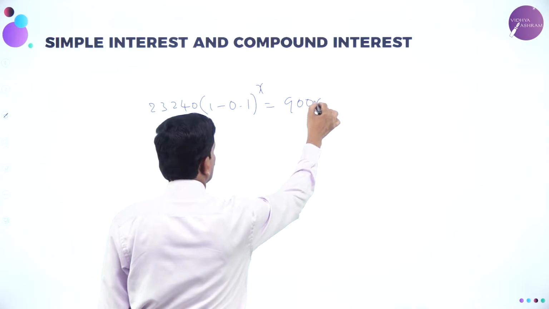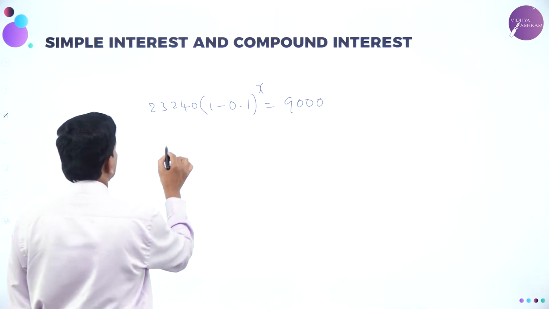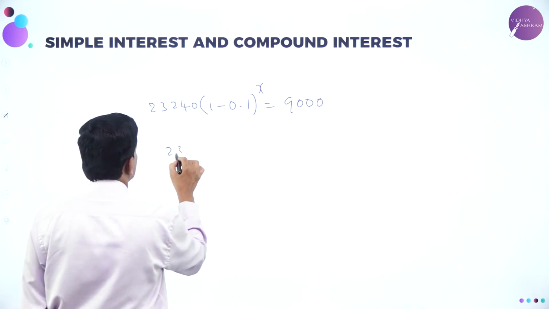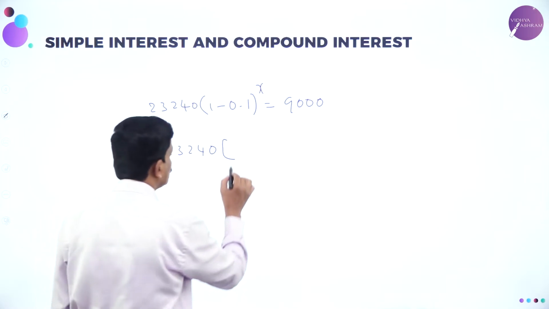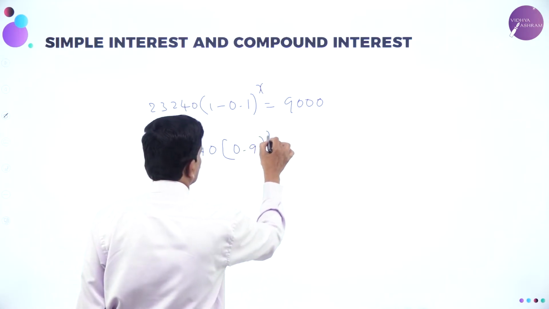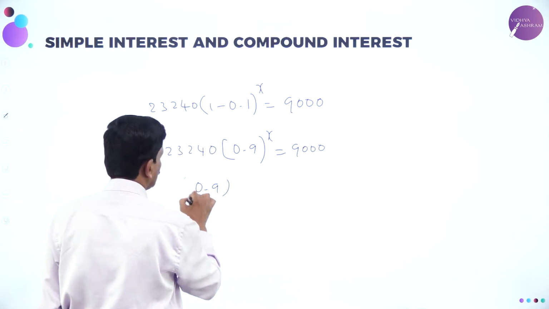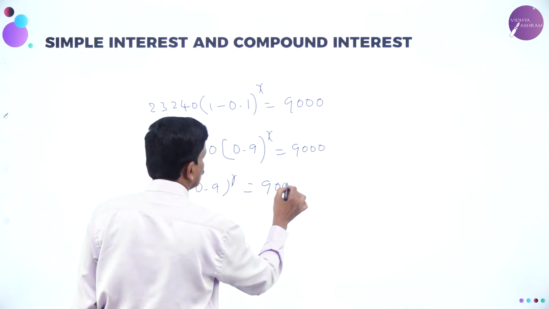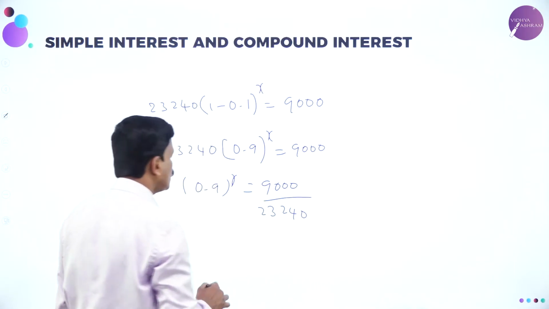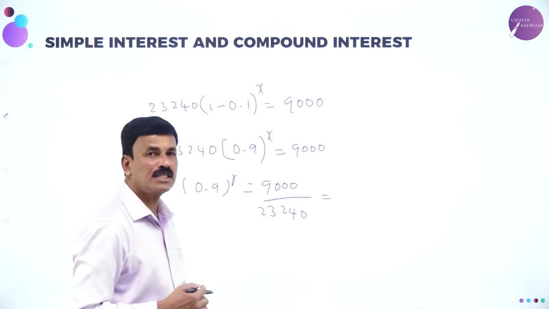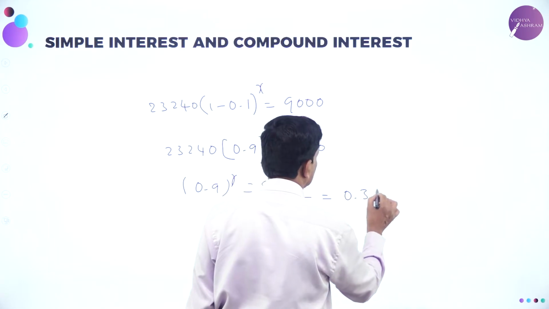That is to the power of X. Let us call it N or X. Now here, 23,240 into 1 minus 0.1, which is 0.9, to the power of X or N, is equal to 9,000. Very simple. This 0.9 to the power of X is equal to 9,000 divided by 23,240. So let us divide this. If you divide 9,000 by 23,240, you are going to get 0.38.